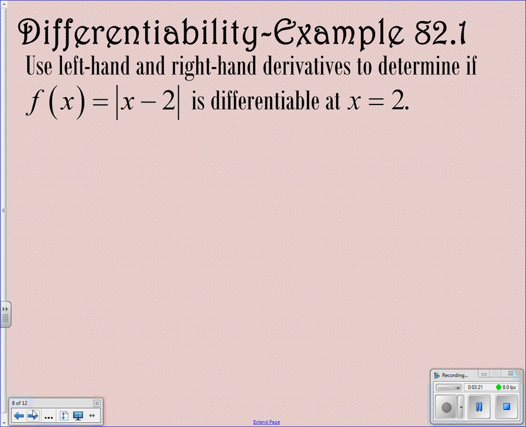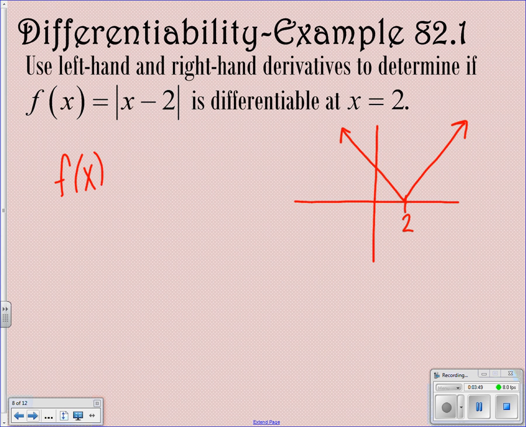So we're going to use the left hand and the right hand derivatives to determine if our function, the absolute value of x minus 2, is differentiable at x equals 2. Well, let's look at the graph of this function. An absolute value of x minus 2 is going to be a v graph. And so we're going to put it into a piecewise function.